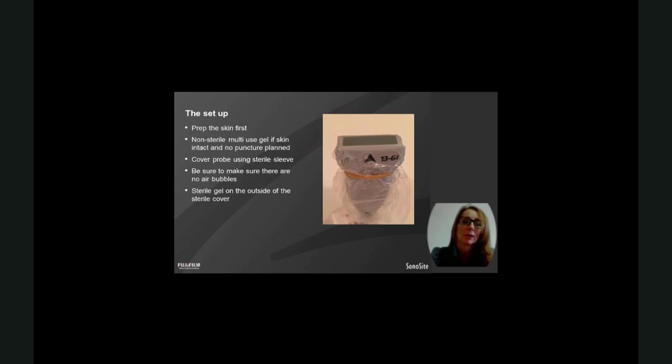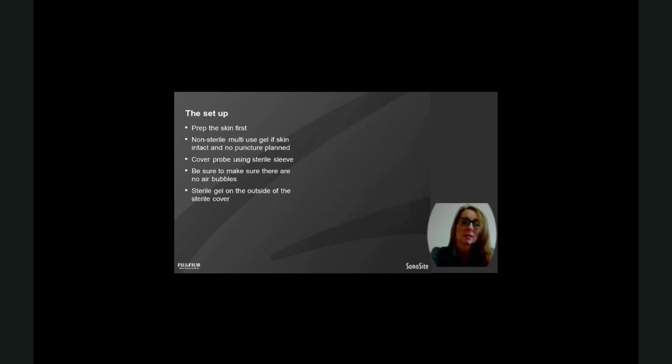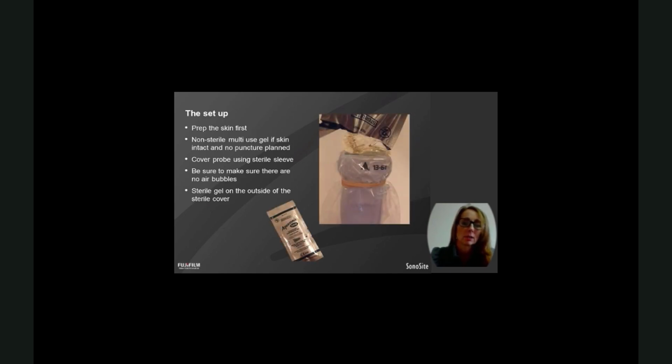I make sure there are no air bubbles. This is another common error: you don't put that elastic band nice and tight, and make sure that there are no air bubbles in the gel, because with air bubbles in the gel, the sound waves can't travel through, and that will just make your image not correct. Then I put sterile gel on the outside of the sterile cover. There are lots of different sterile gels out there. You can use any gel really. I use a sterile KY jelly that comes in sachets, but it has to be single use and sterile.